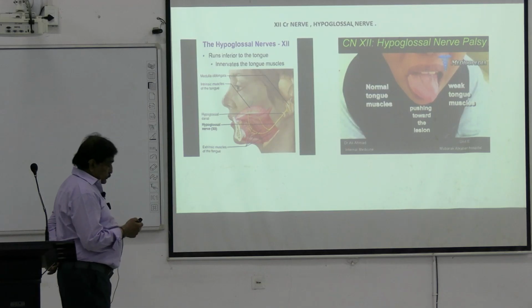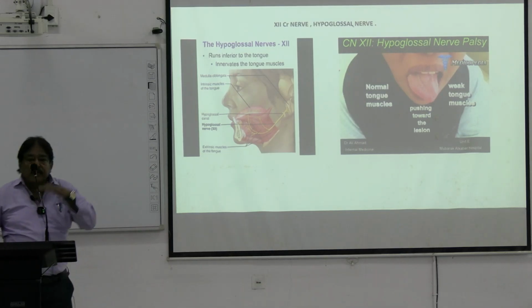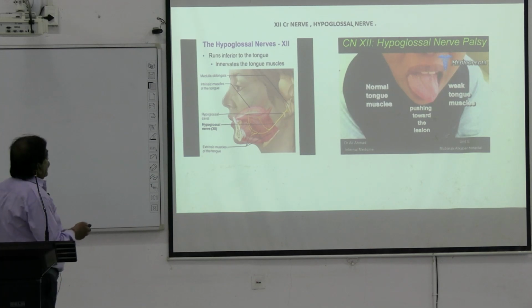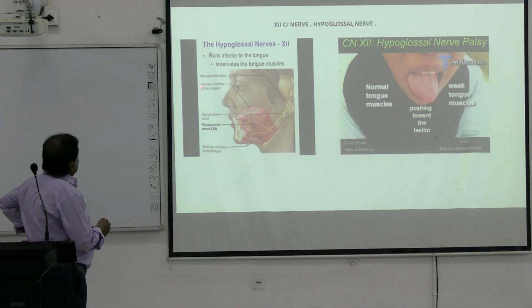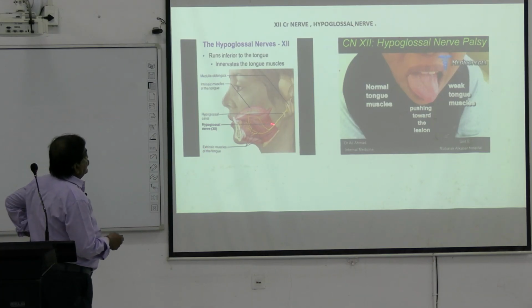Now, 12th cranial nerve, the hypoglossal nerve. The hypoglossal nerve runs inferior to the tongue and innervates the tongue muscles. See, hypoglossal, below the tongue. Now, you can see the medulla oblongata, intrinsic muscles of the tongue, hypoglossal canal, hypoglossal nerve, extrinsic muscles of the tongue.